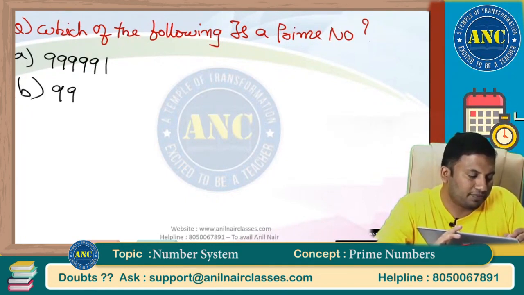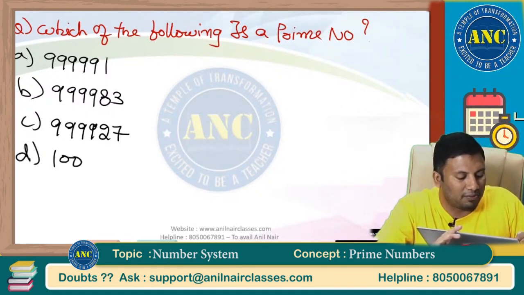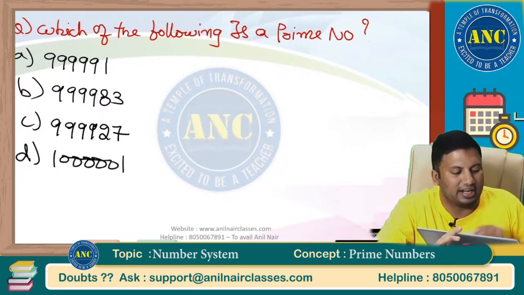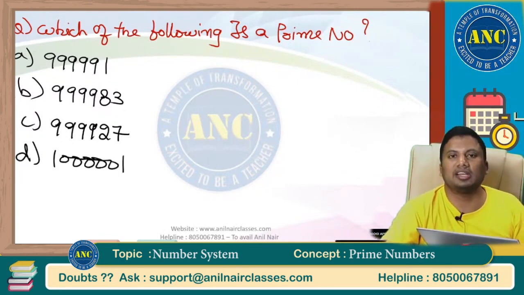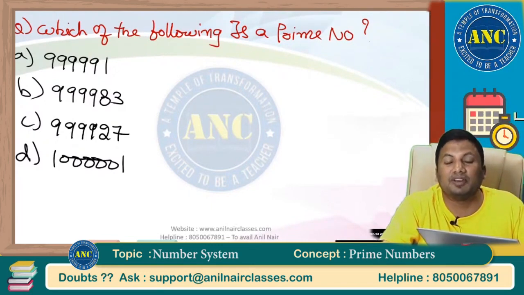Second option, 4 nines ending with 83. Next one, 4 nines ending with 27, and then 1 followed by 5 zeros ending with 1. Which of the following is a prime number? If you rely on concepts like the root of that number and taking all the prime factors, everything will go for a toss.